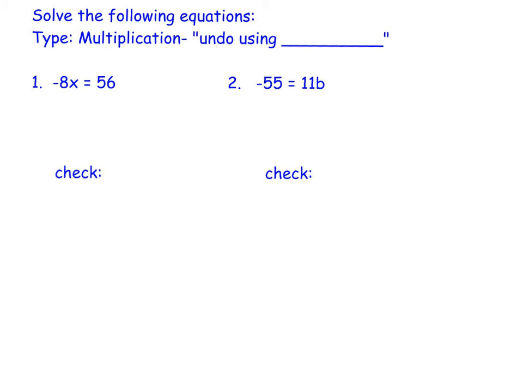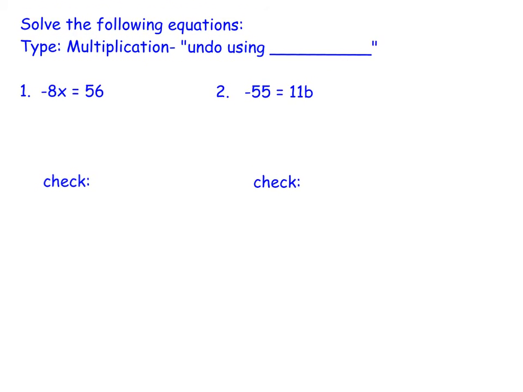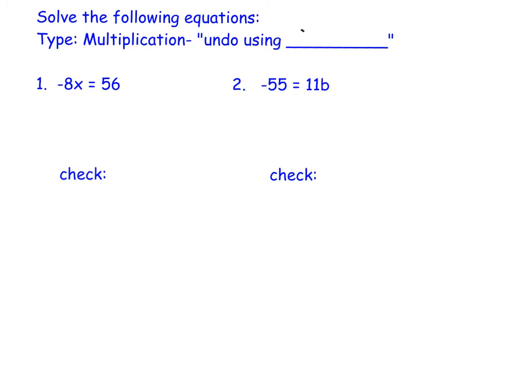So the inverse operation of multiplication is division. So we're going to undo using division. All right, so negative 8 times x equals 56. Inverse of multiplication is division. So I need to divide both sides by negative 8. Divide by negative 8. All right, so then what's negative 8 divided by negative 8?